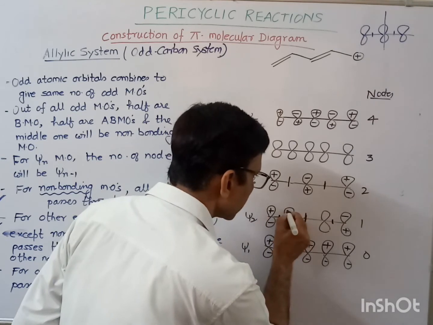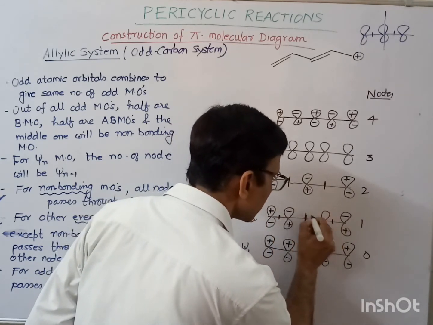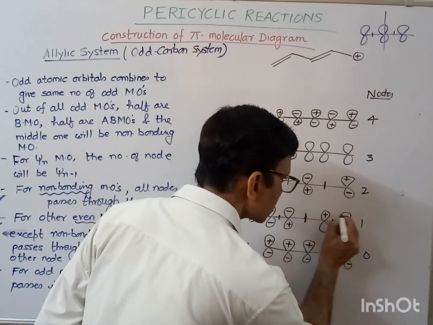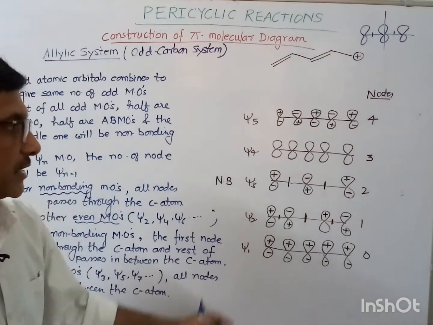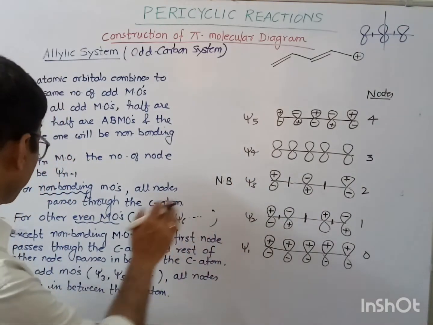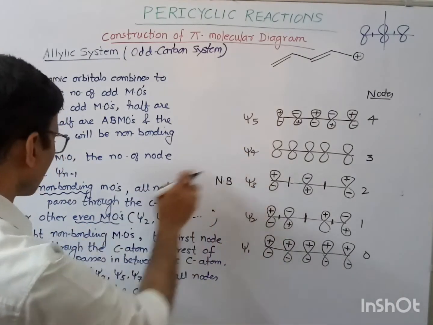So if this is plus, then this is minus, and if this is minus, again node is present, then that should be plus, and node is also present over here, so plus, minus. Okay, like this. Now come to psi 4. What is psi 4? It is an even molecular orbital.